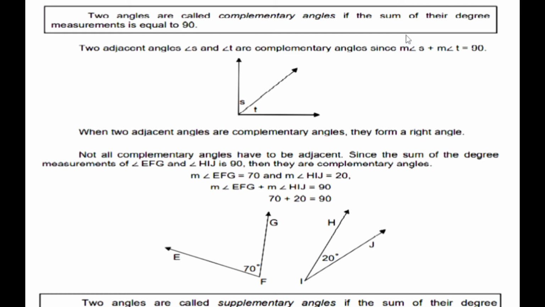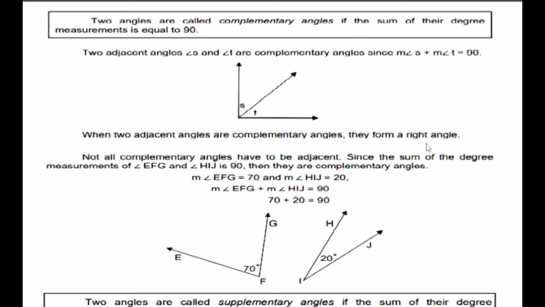This is how you read this. The small letter m is read as measure. This is the symbol for angle, and this is the name of the angle. So this is the measure of angle S plus the measure of angle T is equal to 90 degrees. When two adjacent angles are complementary angles, they form a right angle. So they are complementary when they form a right angle, or the sum of their angles is 90 degrees.